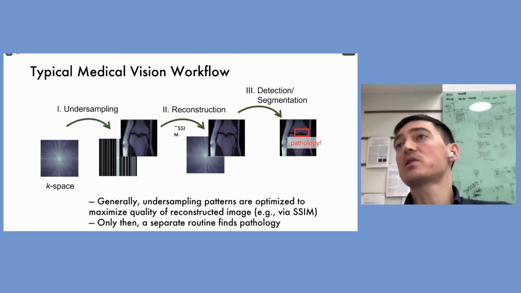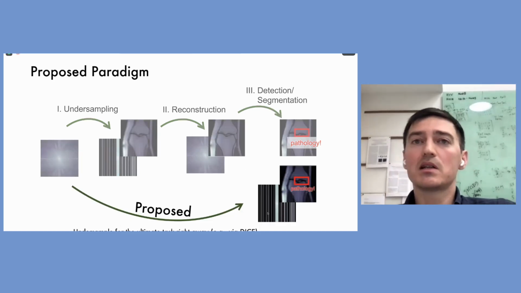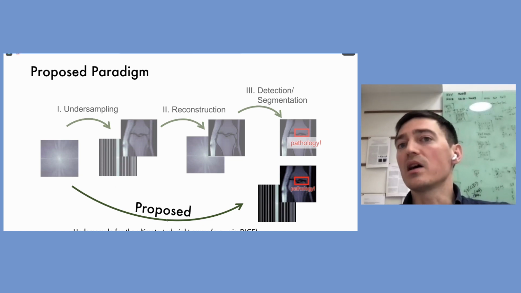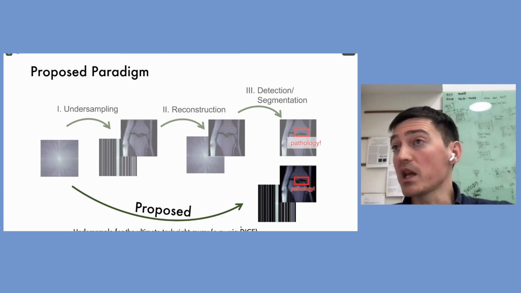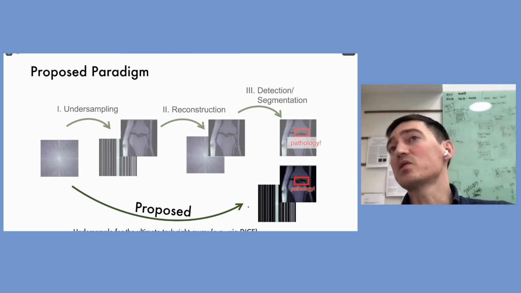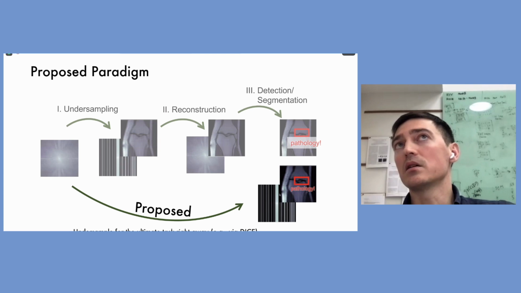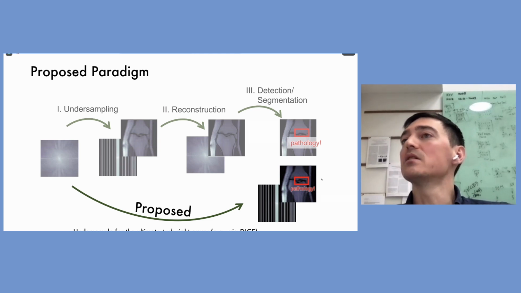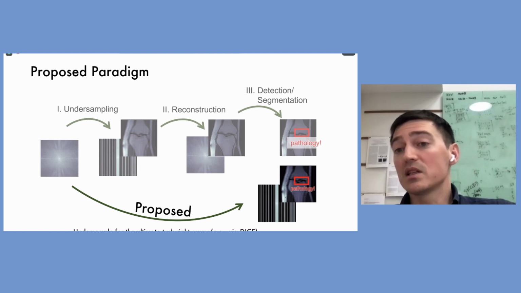So these three steps we actually proposed this year to replace with just one step where you undersample for the ultimate task right away. So if you're no longer interested in the quality of the image, but you're optimizing for the quality of pathology localization, this becomes your target metric of interest.